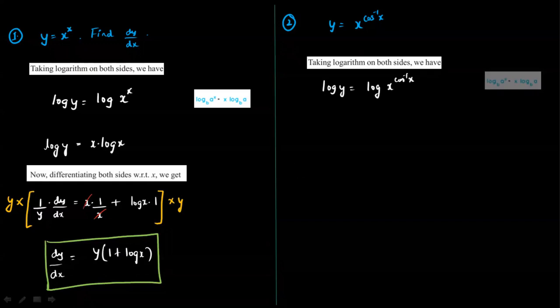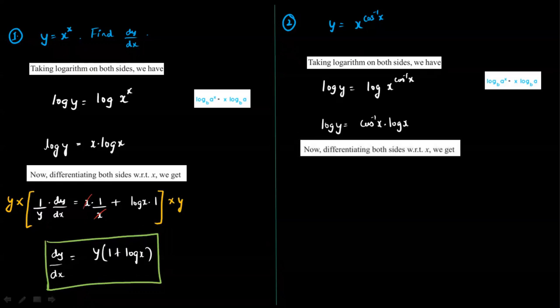So here what it should be? It should be cos inverse x multiplied by log x, as simple as that. So whatever is the power, you take it down and keep log x as it is. Now the next thing is differentiation. Now you can differentiate on both the sides with respect to x. Differentiation of log y is going to be 1 divided by y multiplied by dy by dx.